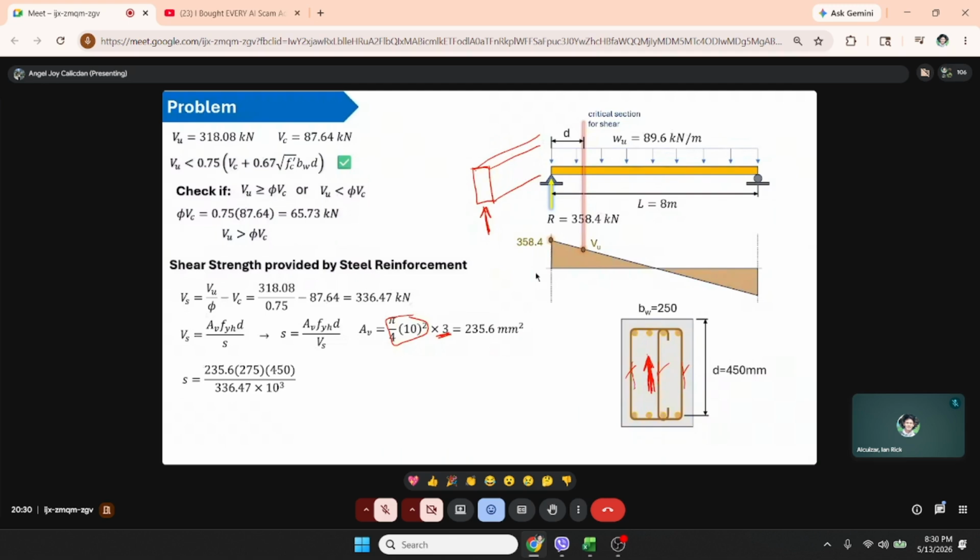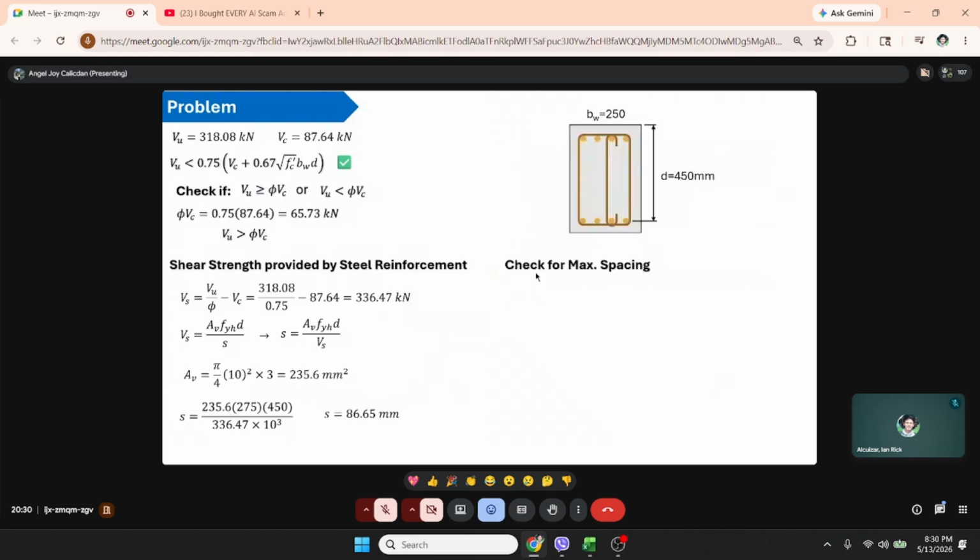So substituting AV times FYT times D over VS, 336.47 kilonewton, converted to Newton, so times 10 raised to 3. And we have S equals 86.65 mm. But we should always check the max spacing.